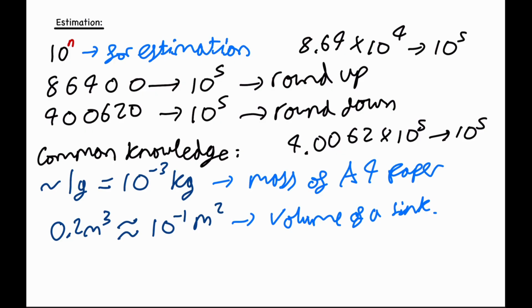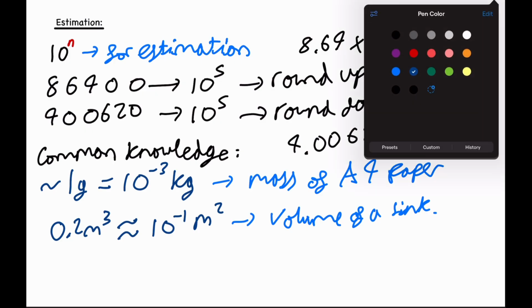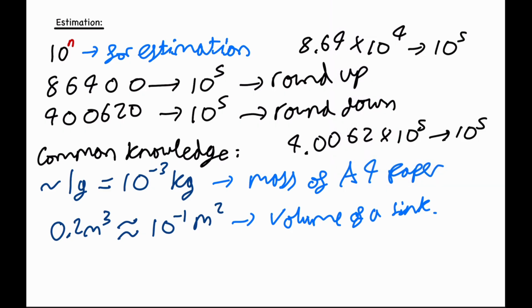And for the height of a tree, a random tree, we could say a tree is between 1 and 10 meters. So we can approximate it to be 5 meters. And then we can approximate this to be 10 to the power of 1 meters. And this is for the height of a tree.